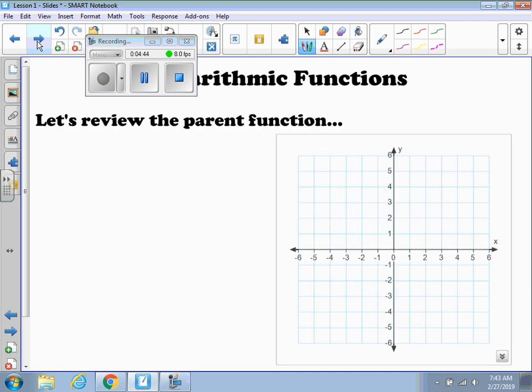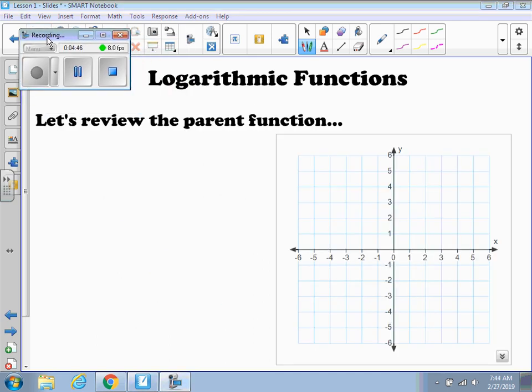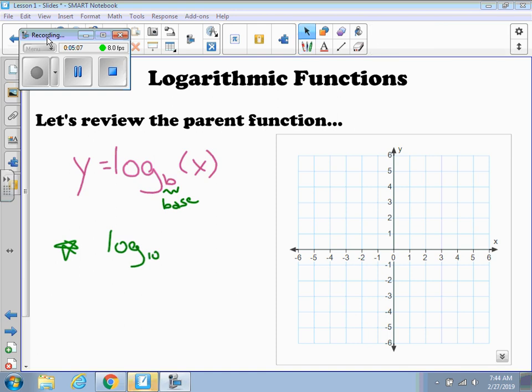So now let's talk about logarithmic. We're going to review our parent function. That is y equals log base b of x. So notice where your base is. That's just going to be a number. Your default on your calculator is going to be log base 10. That's what your calculator defaults to.